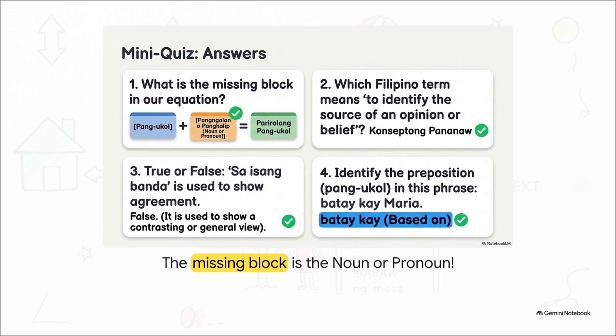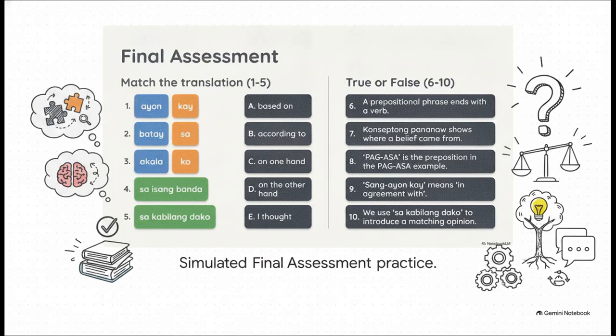Remember the dual translation rule. You must find the pangngalan, meaning the noun, or the panghalip, meaning the pronoun, to actually complete the puzzle. For example, in the phrase "batay kay Maria," which means "based on Maria," "batay kay" is the preposition, and "Maria" is our missing pangngalan block. Let's decode a simulated final assessment together.